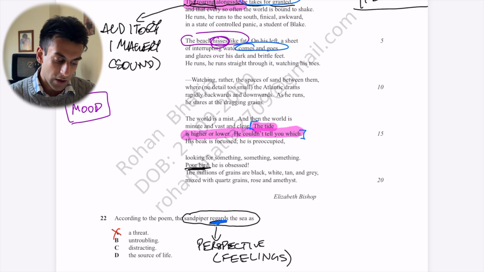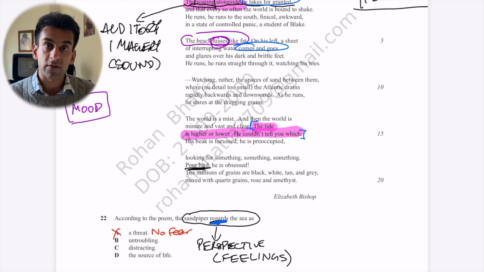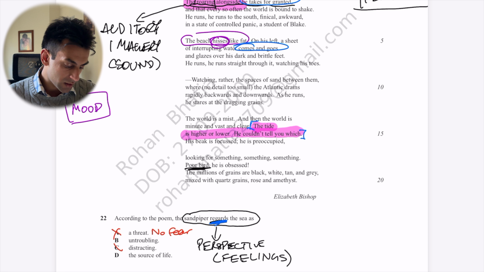He hasn't really felt fearful or threatened by anything here. Untroubling, distracting, or the source of life. Okay, well, is he finding it distracting? Is he being put off, or are his actions and behavior being changed by it? No, so we cross that one off.